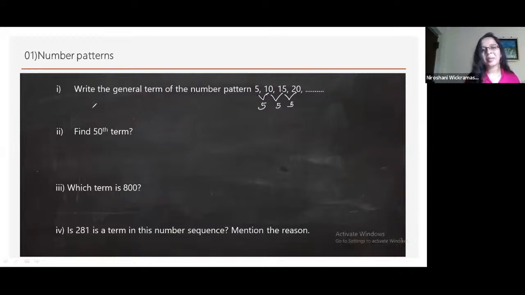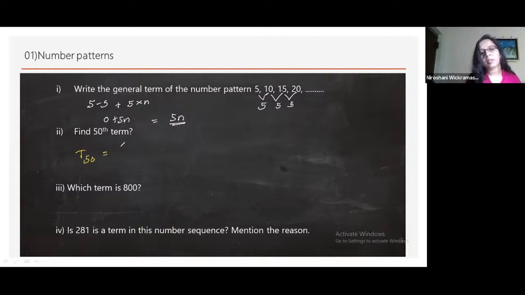But it's okay, we will follow the procedure. The first term minus the common difference, plus the common difference into n. 0 plus 5n. Then the general term is 5n. Now you know the general term. If you know the general term, you can find any term. Now you have to find the 50th term.